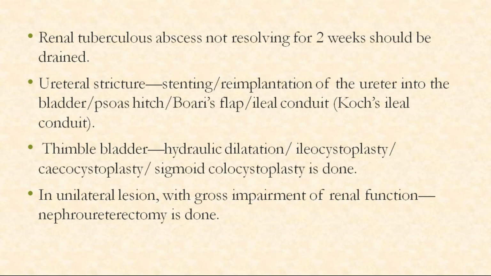Okay, if it is a unilateral lesion with a gross impairment of renal function, you should do nephroureterectomy. You remove the kidney along with the upper one-third of the ureter. When gross renal impairment is there, nephroureterectomy is to be done. So these are the surgical procedures in the management of tuberculosis of the kidney.